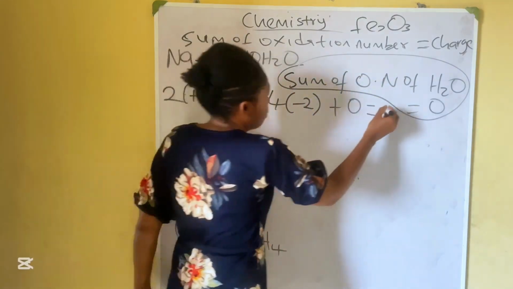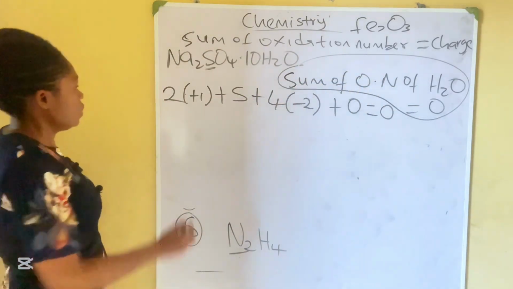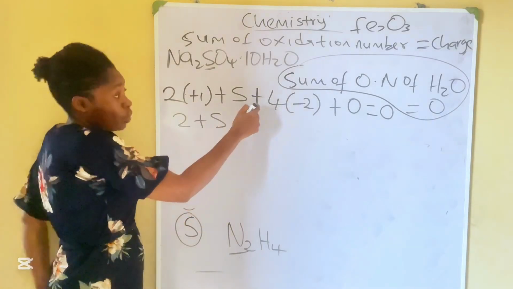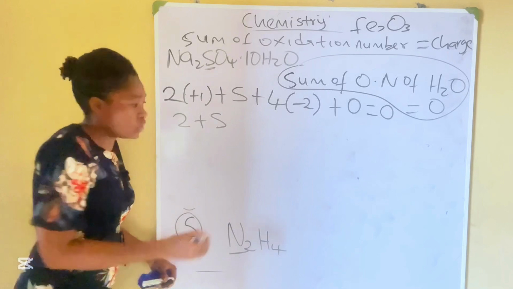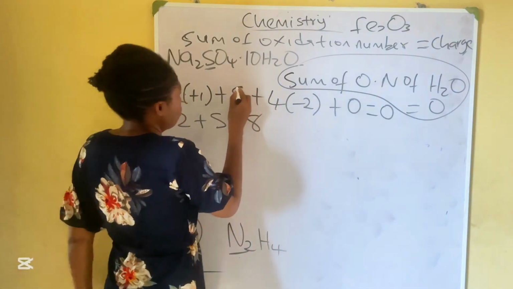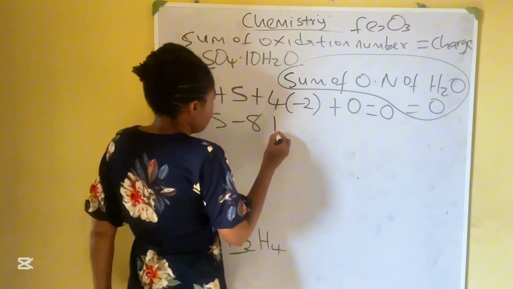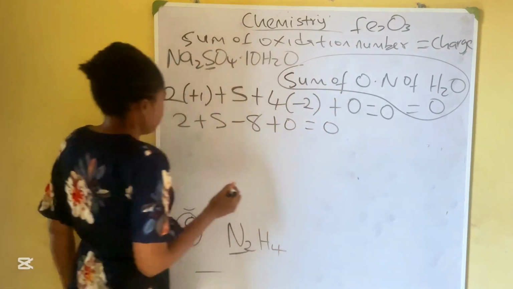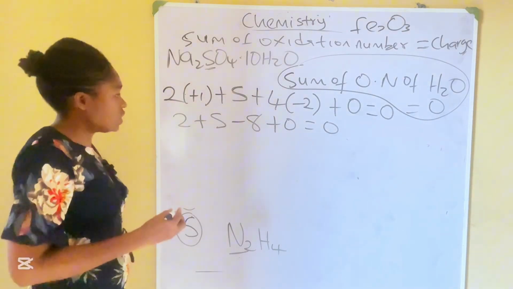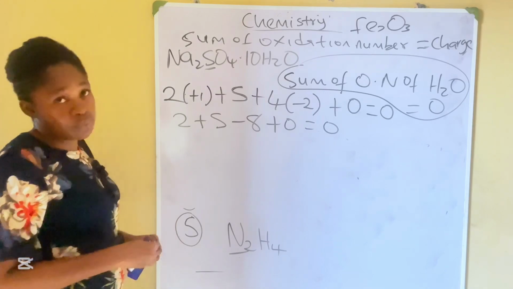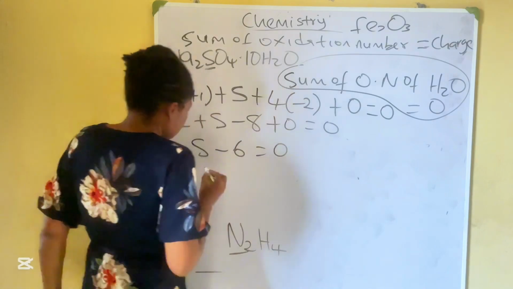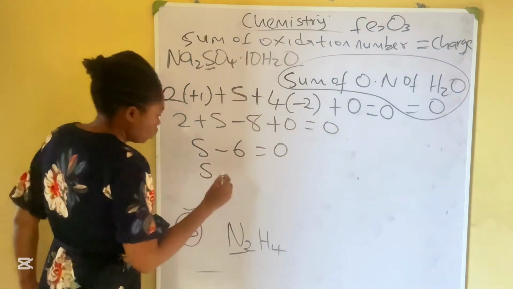So what is the charge of the compound? It's no charge, so it's equal to 0. 2 plus x plus 12 plus 4 times minus 2 will give me what? Minus 8. This is S, not 5, from sulfur. Plus 0 is equal to 0. 2 minus 8 will give us minus 6. Minus 6 plus 0 will give us minus 6. So S minus 6 is equal to 0. S minus 6 moves to the right side as plus 6.